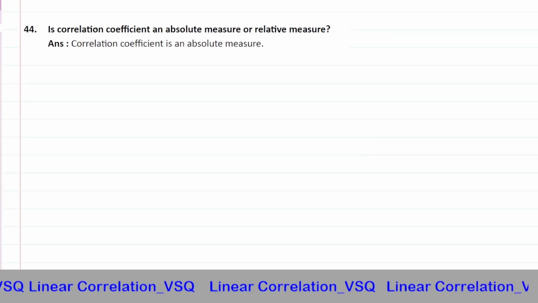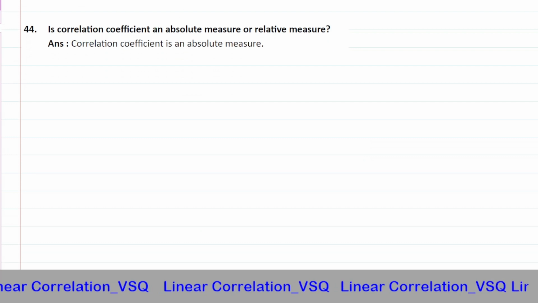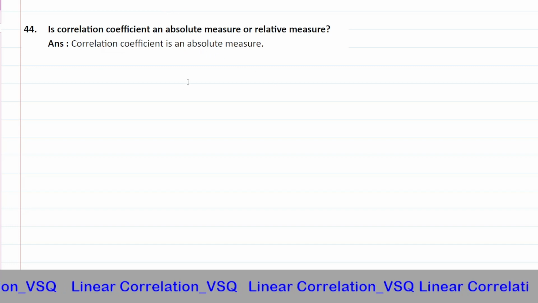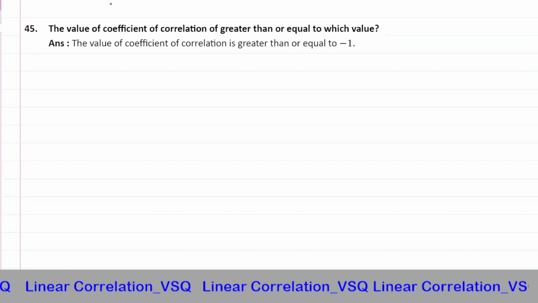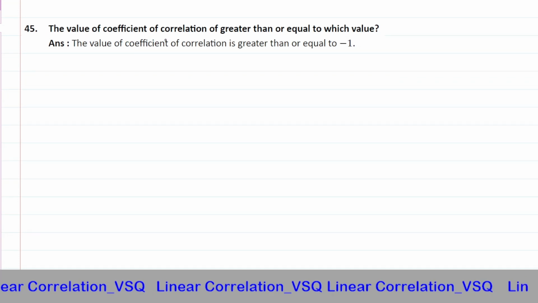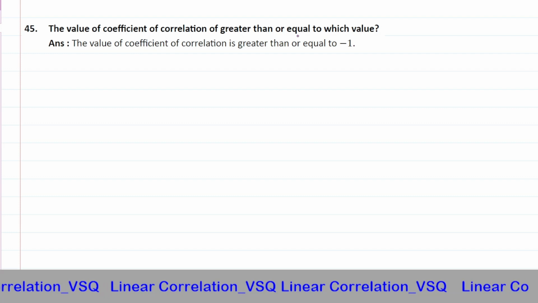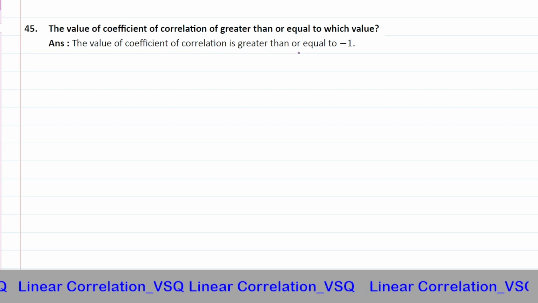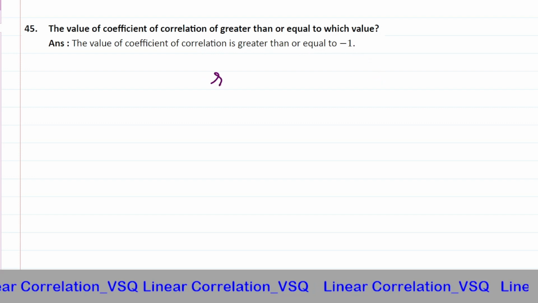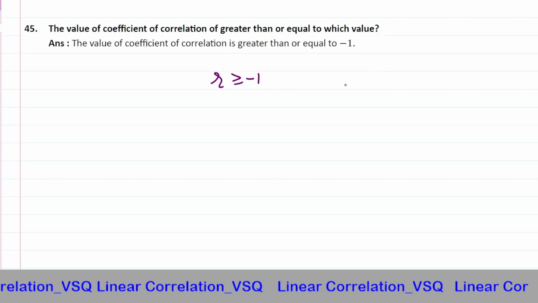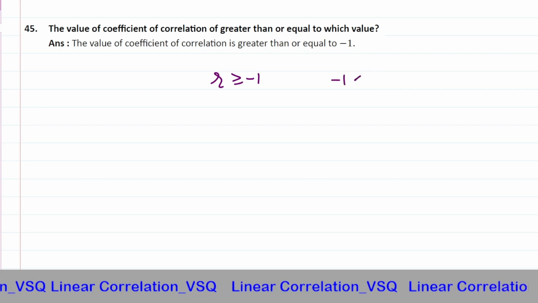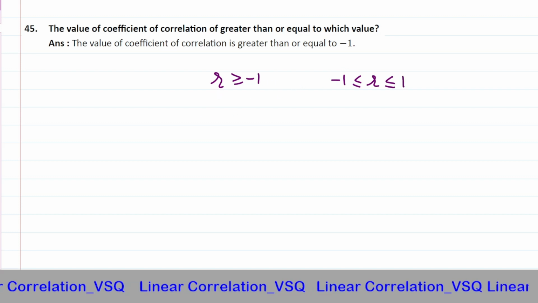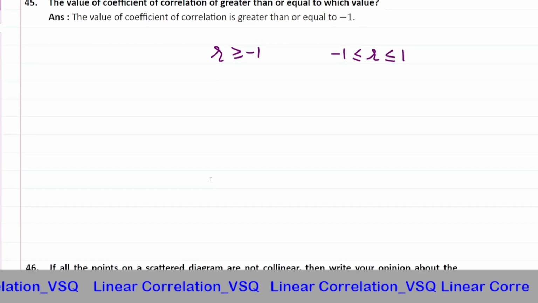Question number 44. Is correlation coefficient an absolute measure or relative measure? See, correlation coefficient is an absolute measure. This is our answer. Question number 45. The value of coefficient of correlation is greater than or equal to which value? Okay, the value of coefficient of correlation is greater than or equal to -1. r is greater than or equal to -1 because r is between -1 and +1. So the minimum value is -1. That means r is always greater than or equal to -1.